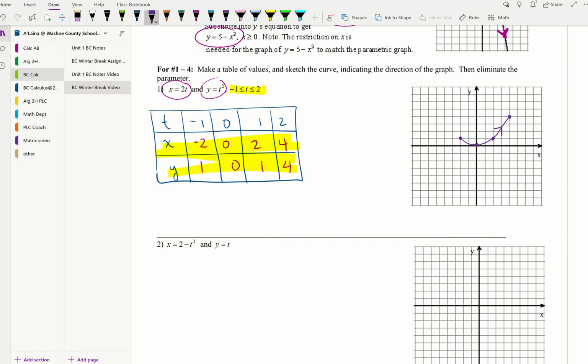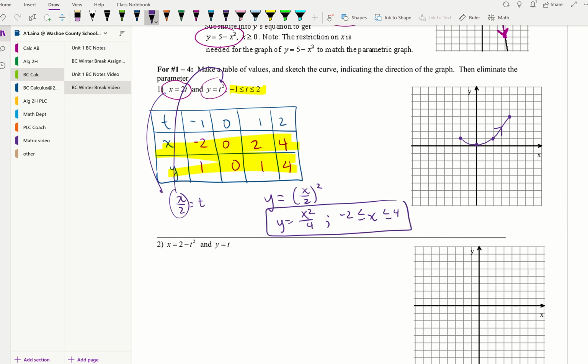So if I isolate t in one of these, you can pick which one, but I'll isolate t here. t is the same as x over 2. If I then take that expression and substitute it into the equation for y, and I'll replace t with x over 2, then y is x squared over 4. Now we are in a restricted domain, and the domain restrictions are listed as x restrictions, and x is going from -2 to 4.